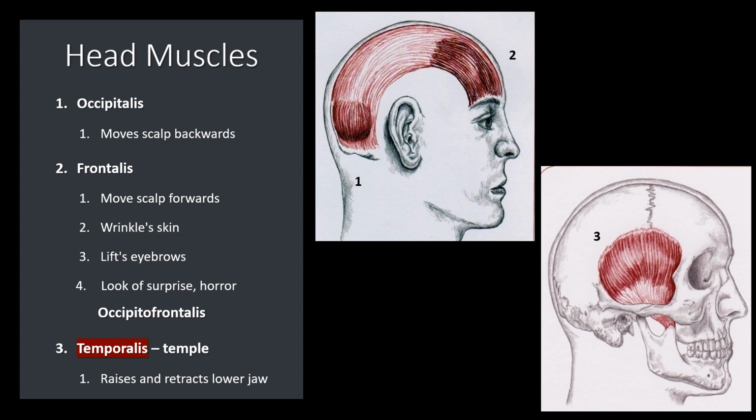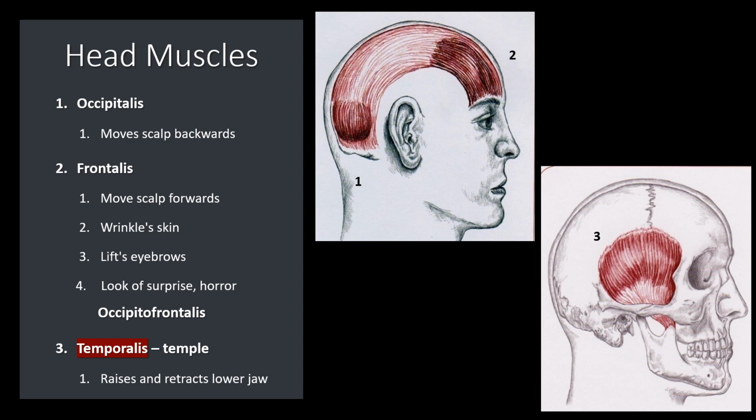moves the scalp forward. And a lot of people can move their scalp forward. I can't do it at all, but a lot of people can actually move these muscles. So the frontalis moves the scalp forward, but it also wrinkles the skin, lifts the eyebrows, and helps with giving that look of surprise or horror that we can all have sometimes. So that's your frontalis. It's got a few more actions than the occipitalis. Together, they're known as the occipitofrontalis, which is why they're sort of joined together, because they do join together.